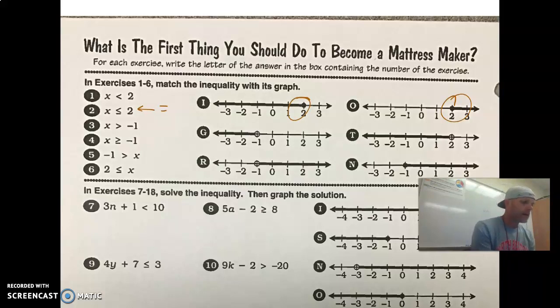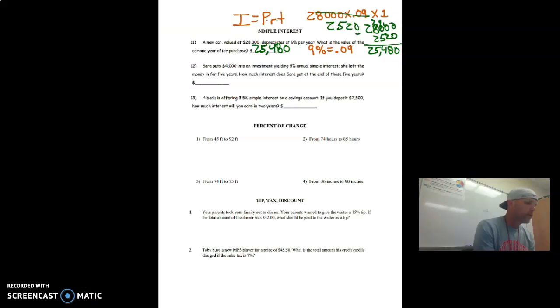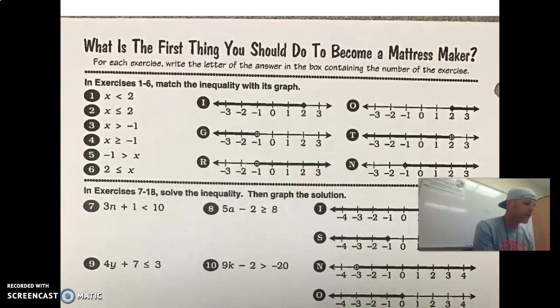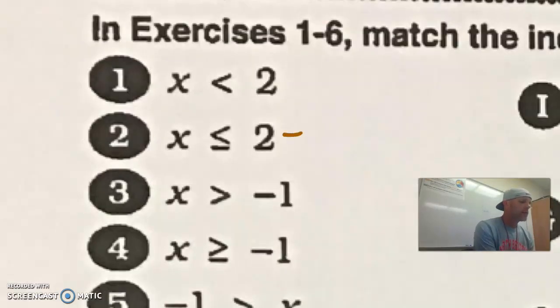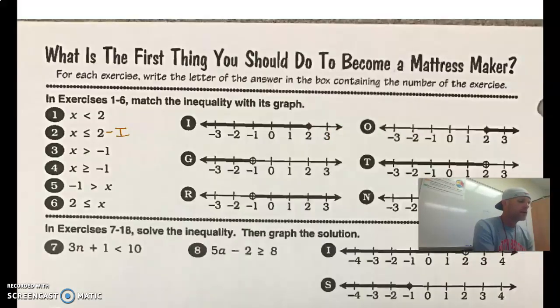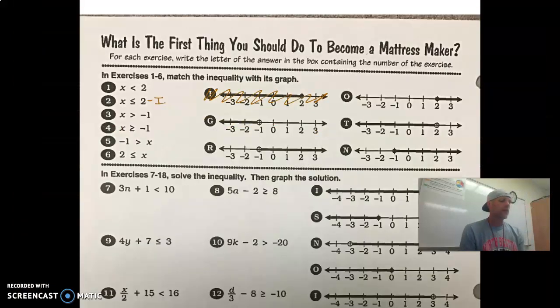It's the letter I. Oh, sorry. There we go. So it is this one right there. It is the letter I. It says match the inequality with its graph. So this is the letter I. Okay, so I guess we could probably scratch that out so we don't accidentally use it again.